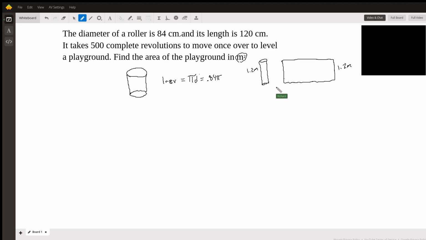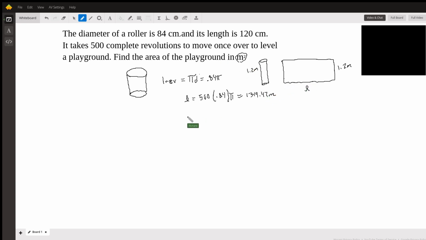Okay, so now we're just going to figure out the length of this playground. We already have the width, so the length of the playground here is just going to be 500 times 0.84 times pi, and my calculator gives me 1319.47 meters.